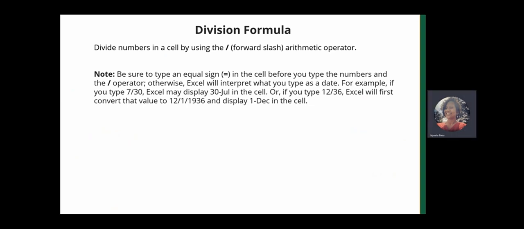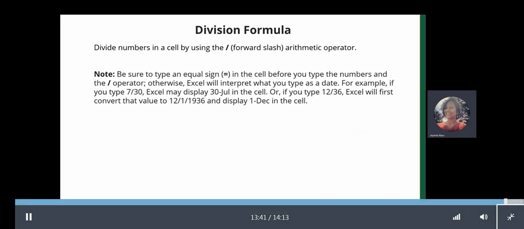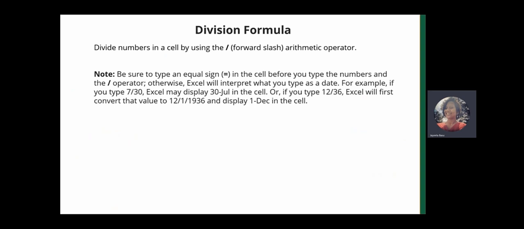Yes, so always, irrespective of doing division, multiplication, subtraction, average, just add an equal to sign there. Specifically for division, if you don't add an equal to sign, Excel might be considering that you have inserted a date, and you would not want that.